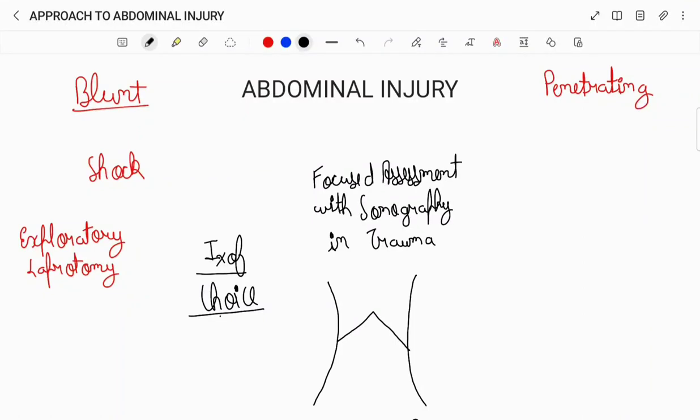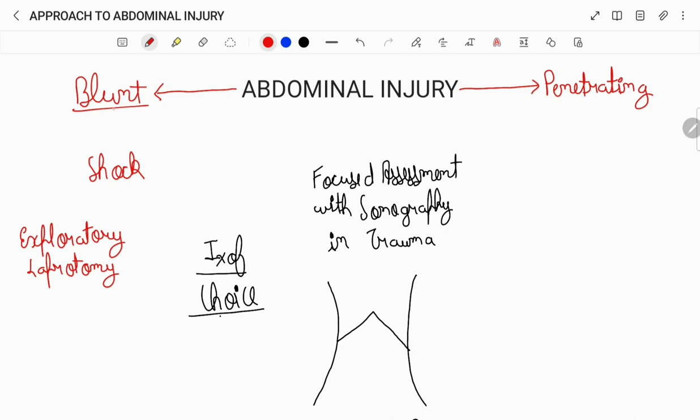Hey everyone, today I'll be talking about approaching a patient with abdominal injury. Now, abdominal injury can be of two types: blunt trauma or penetrating trauma. First, I will be talking about blunt trauma.